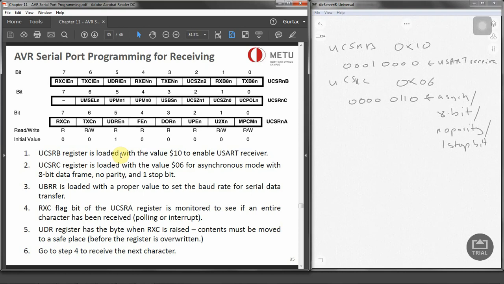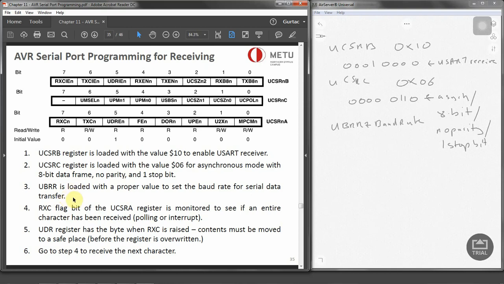So that has been set in UCSRC. Then we have to load the UBRR. UBRR is actually the baud rate that we need to set, so we have to calculate that.